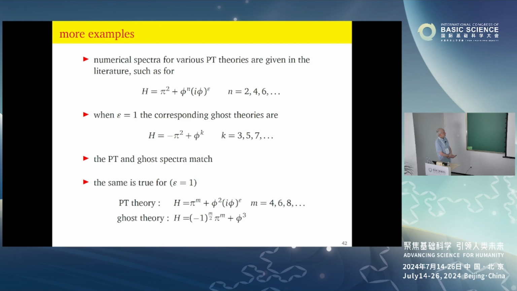There are other examples. So the PT literature has various spectra given. For example, this is a massless version of a PT theory, which corresponds to a massless version of our ghost theory when epsilon equals 1. So all the spectrum matches. What is in the literature matches what I find when I quantize in the way I'm talking about, and the same here. There are other theories in the literature. Here's something that looks like a higher derivative theory, and there's a corresponding higher derivative ghost theory. And again, all the spectra match when epsilon equals 1. So that's probably the main point here, epsilon equals 1.